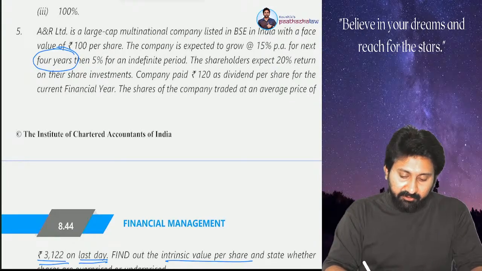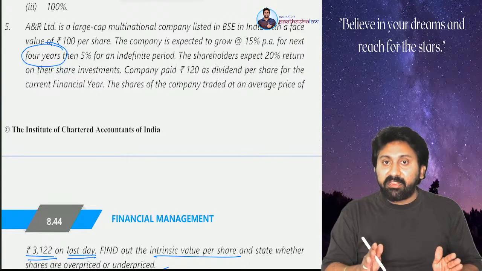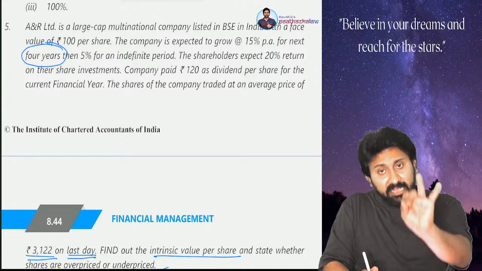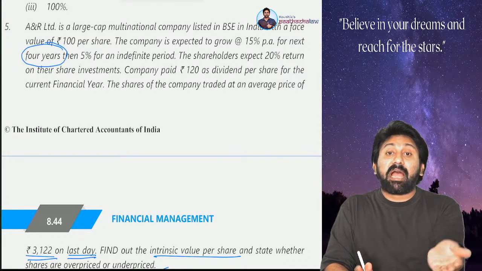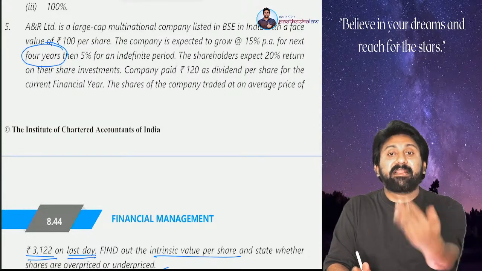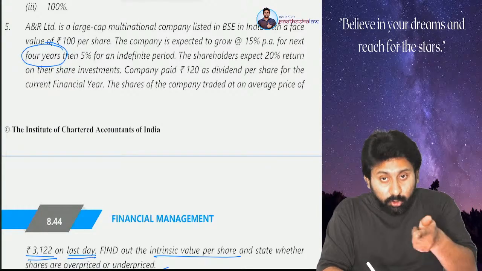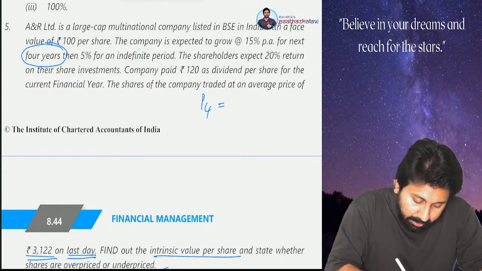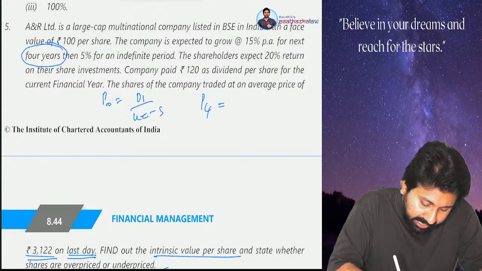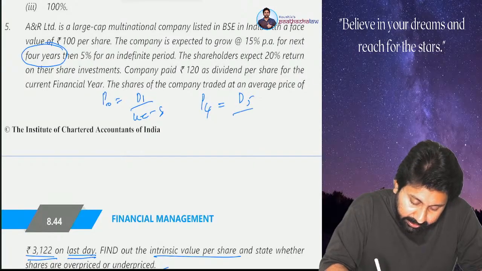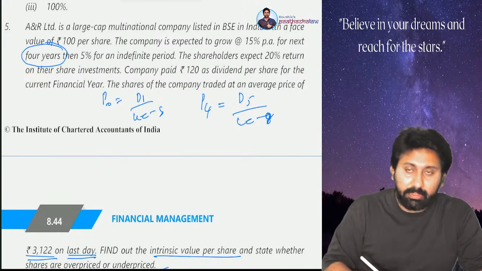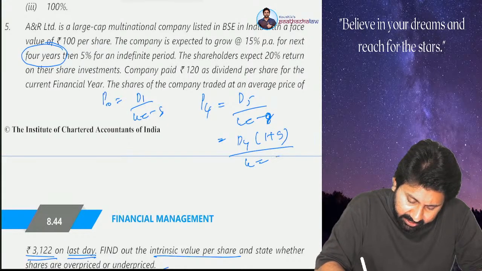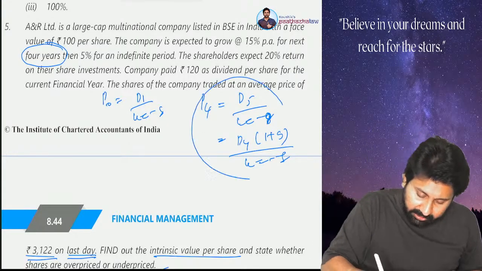Now listen carefully. I will stay in the market for 4 years. Therefore, first year I will get dividend, second year dividend, third year dividend, fourth year also dividend, and then I will sell the share. I will sell the share after 4 years, which means I want P4. P0 equals D1 by KE minus G, so P4 equals D5 by KE minus G. D5 can be written as D4 into (1 plus G) divided by (K minus G). This concept you need to remember.